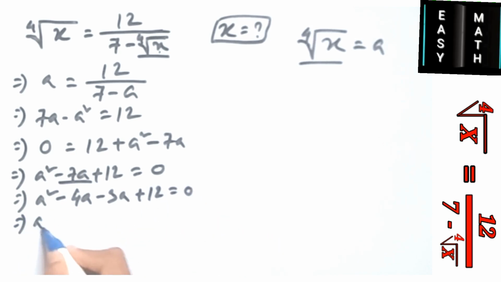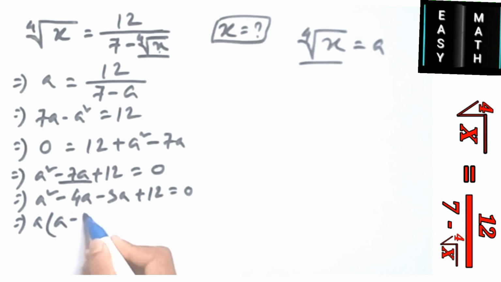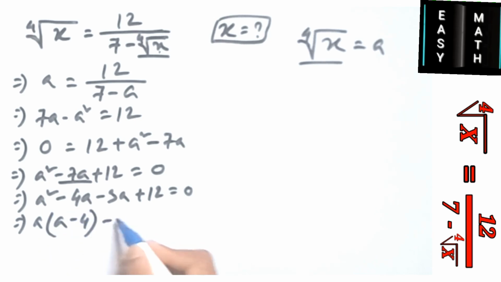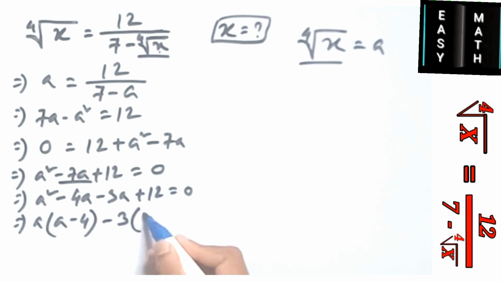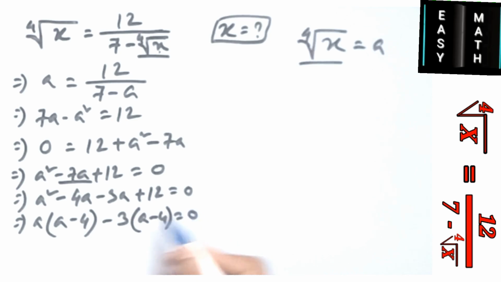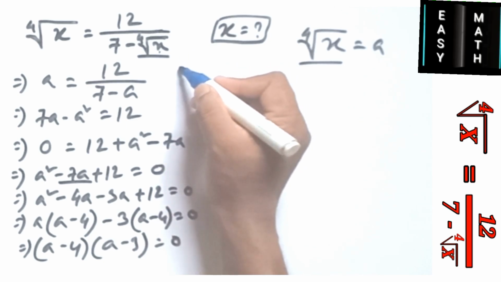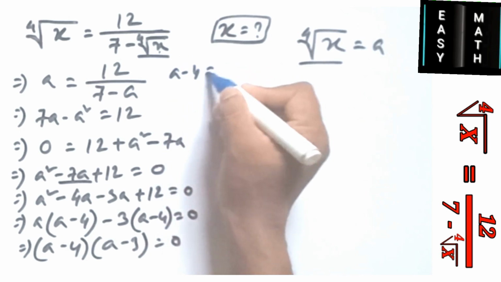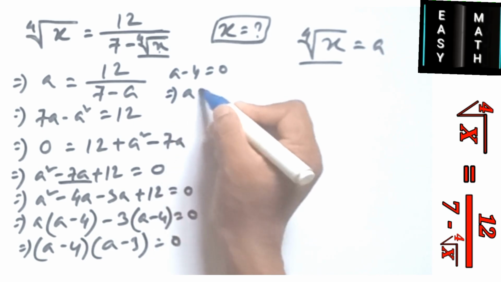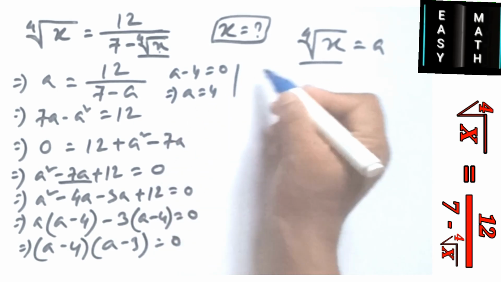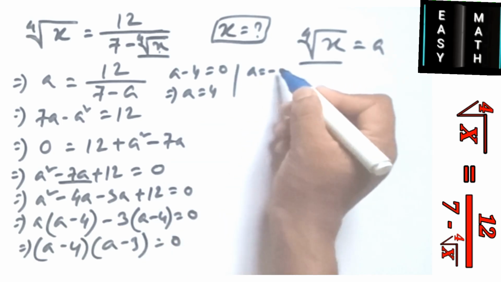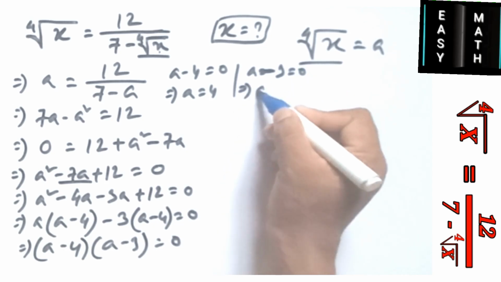And there, take the a common, so a minus 4, and there is the 3, take the common, so a minus 4, this is 0. And now a minus 4, and there is a minus 3 is equal to 0. So we can write a minus 4 is equal to 0. So a is equal to 4, and a minus 3 is equal to 0. So a is equal to 3.